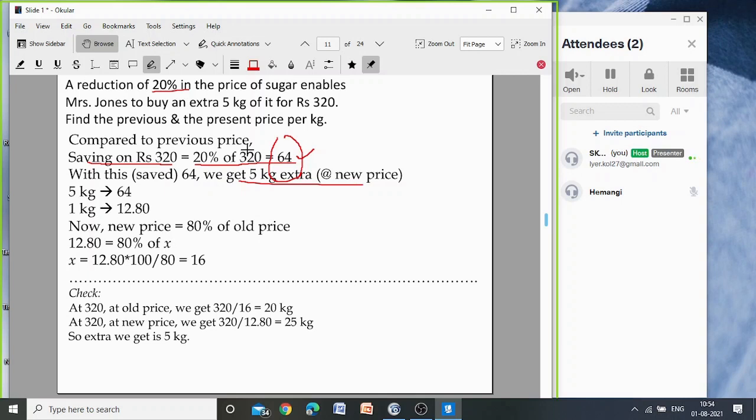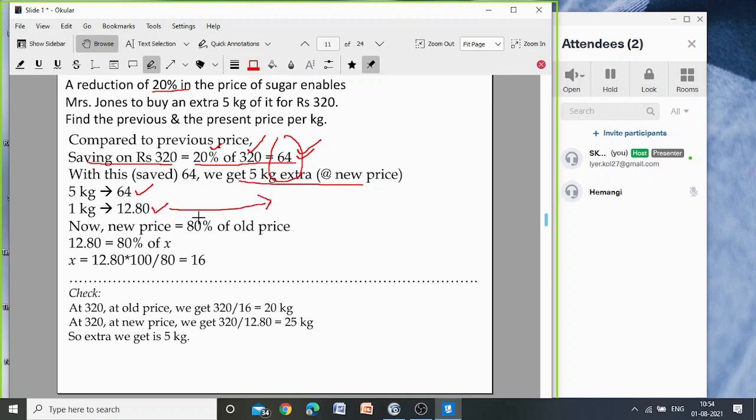The old bill used to be 320. Now the new bill is 20% less, that means 64 rupees less. Actually, the shopkeeper could have returned 64 to you in cash. But with this money, he is giving you 5 kg extra sugar. So 5 kg costs 64, so 1 kg costs 12.80. Now this is the new, reduced price, because you are getting the 5 kg extra at the new price.